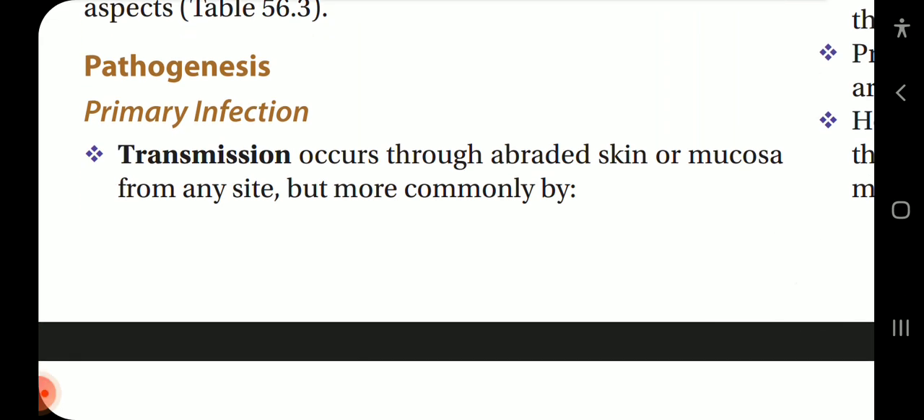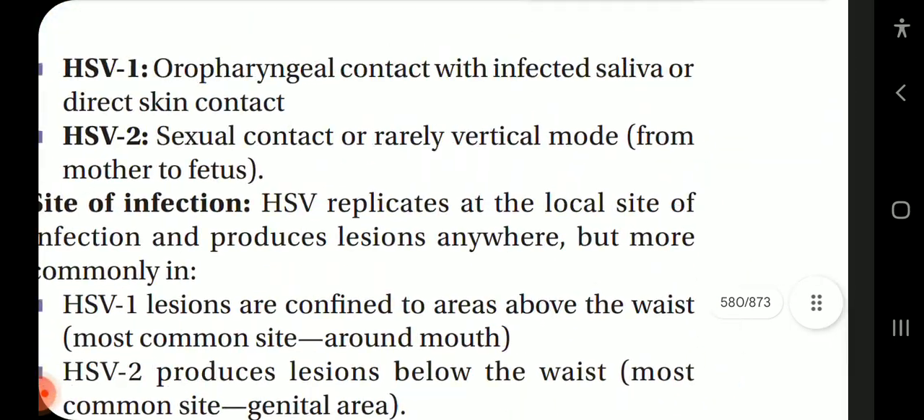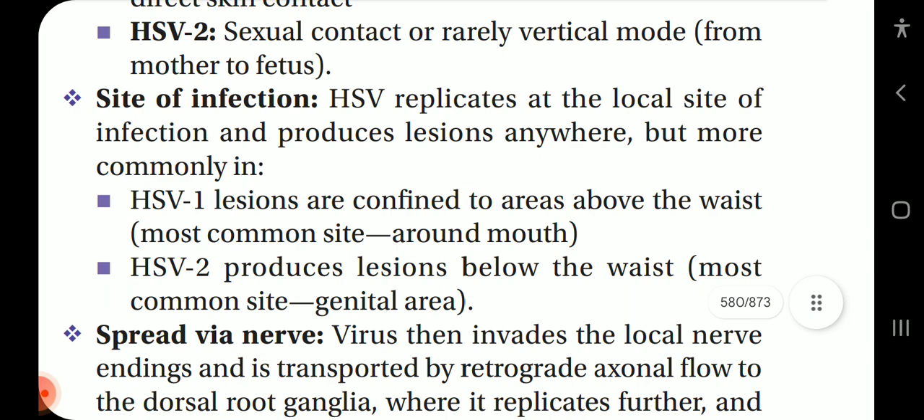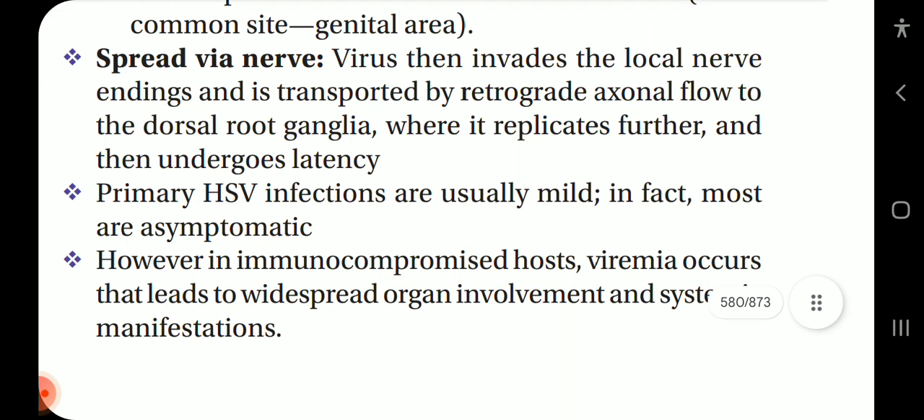Pathogenesis. Primary infection transmission occurs through abraded skin or mucosa from any site, but more commonly by HSV1 through oropharyngeal contact with infected saliva or direct skin contact. HSV2 is transmitted by sexual contact or rarely by the vertical mode from mother to fetus. Site of infection. HSV replicates at the local site of infection and produces lesions anywhere, but more commonly HSV1 lesions are confined to areas above the waist, most common site around the mouth. HSV2 produces lesions below the waist, most common site the genital area.